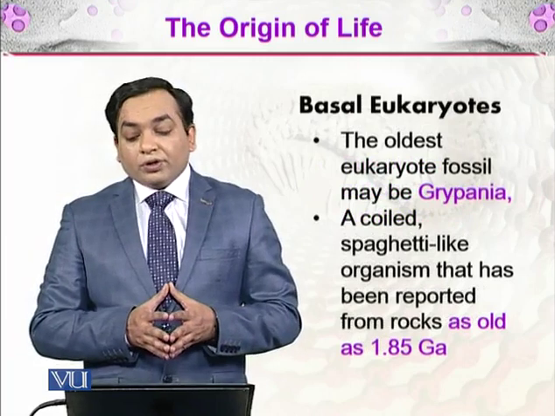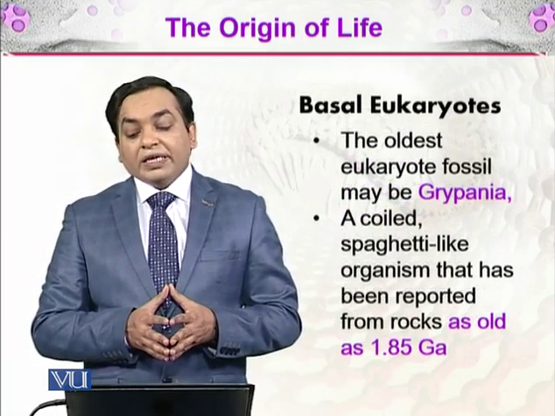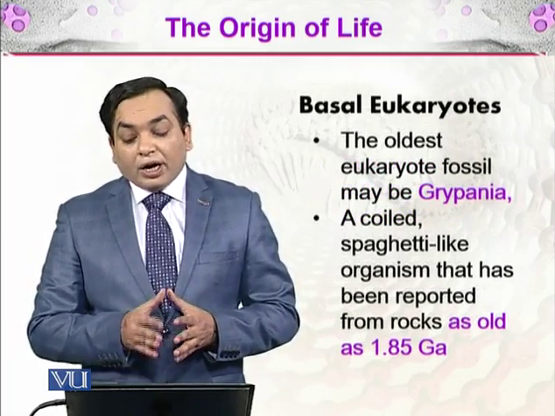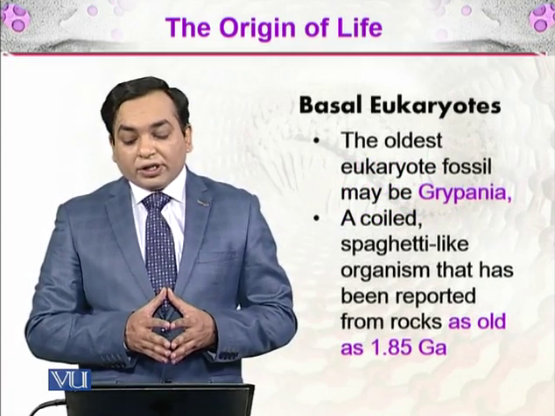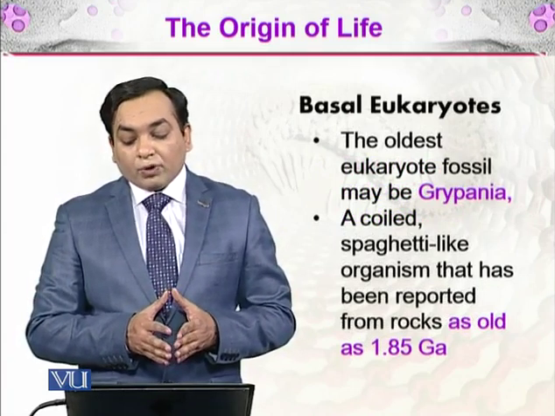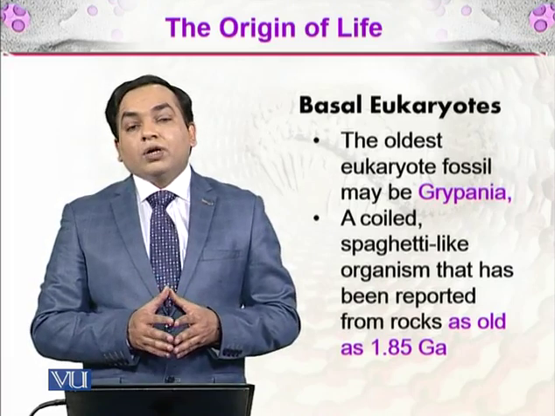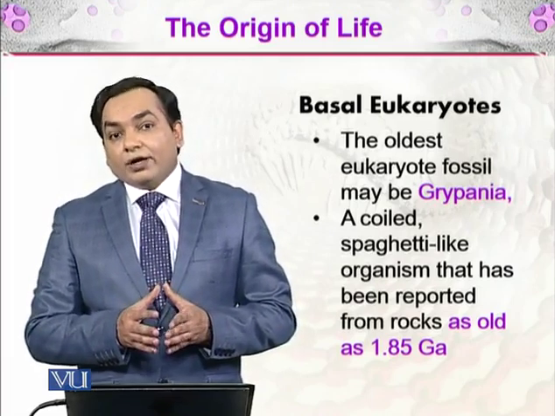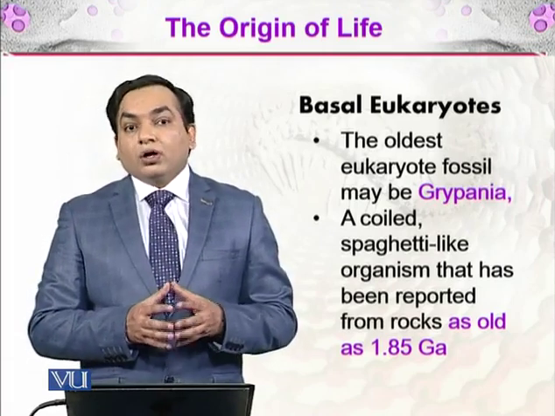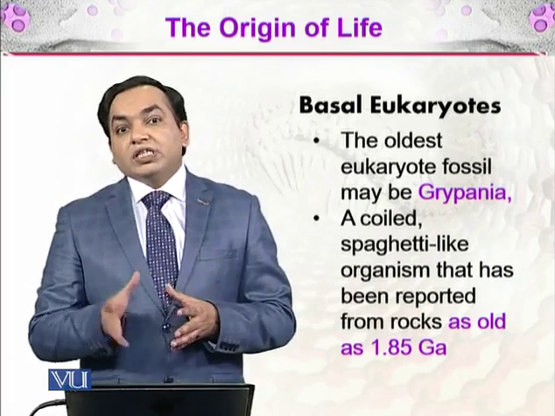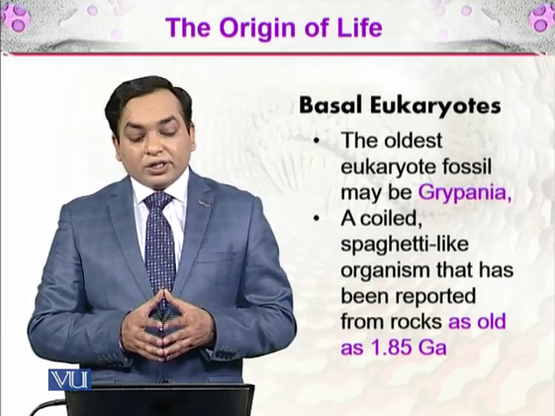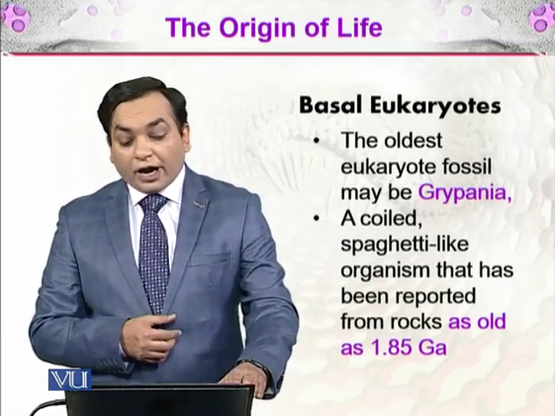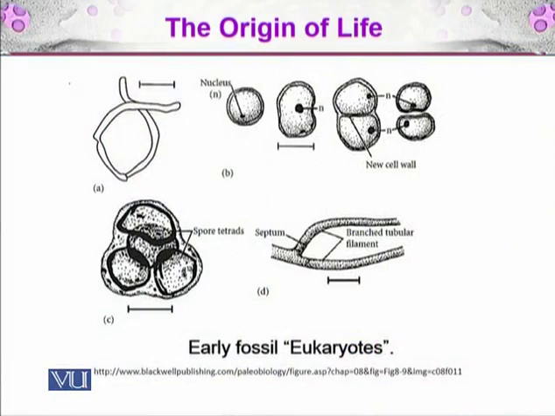The oldest eukaryotic fossil may be the Grypania, a coiled spaghetti-like organism that has been reported from rock as old as 1.85 giga-annum. That means 1.85 billion years ago. There were some rocks in which this Grypania organism was living. And in the next slide, you will be seeing the diagram of the Grypania at A. So these are all the early fossil eukaryotes.